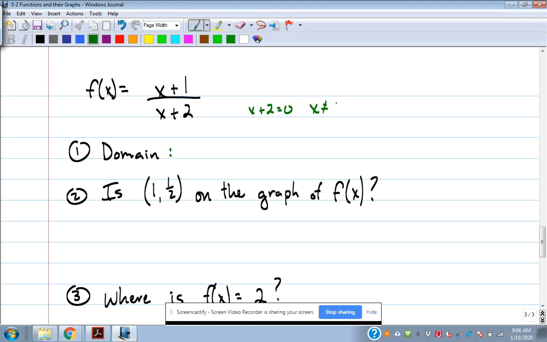So x cannot be -2, right? Set notation for that would be x does not equal -2. What is the interval notation for that? Remember, we want to kind of get better at that.